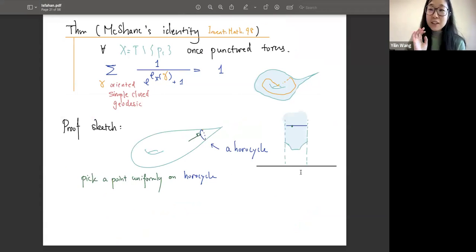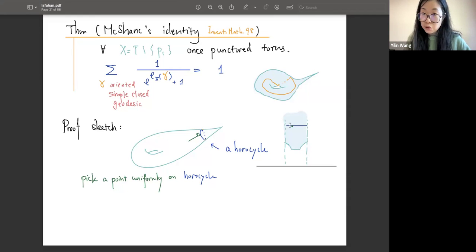I just find the proof of McShane extremely beautiful, and it has nothing to do with our proof, but I still want to show it. What he does is use the following trick. Take a one-punctured torus, and he first looks at the horocycle around this cusp. By horocycle, it just means that if you look at its lift in the universal cover, say the cusp is at infinity, it will be bounded by two vertical geodesics, and the horocycle is a horizontal line perpendicular to them. It's some finite length. It doesn't matter where you put it.